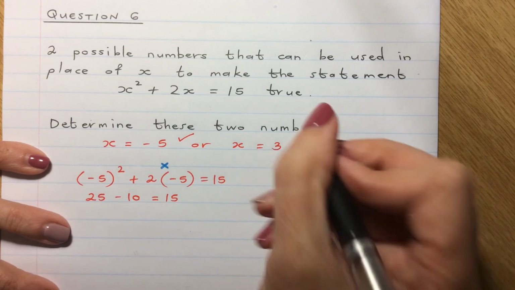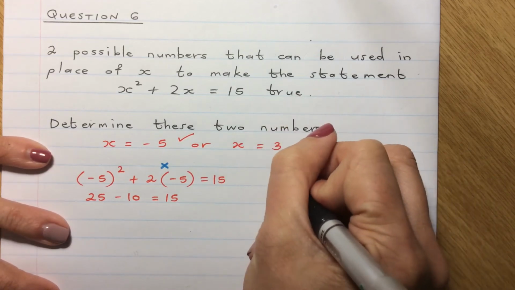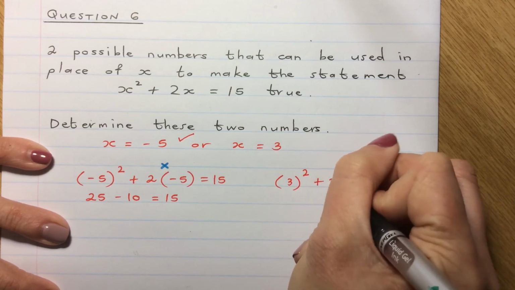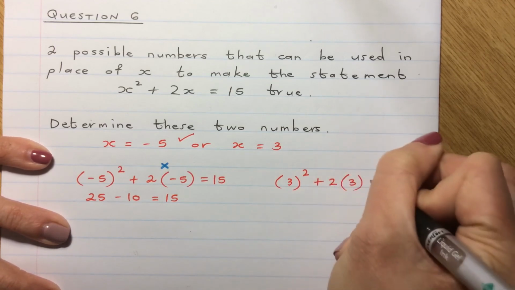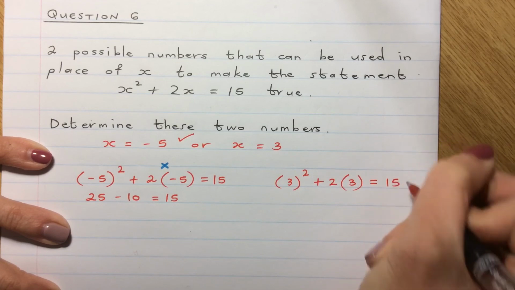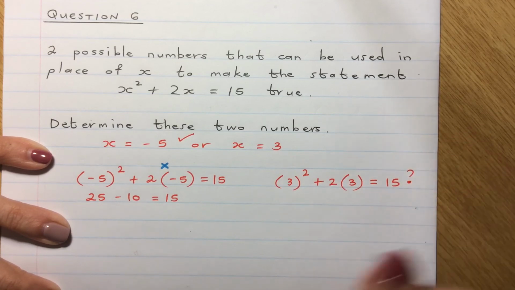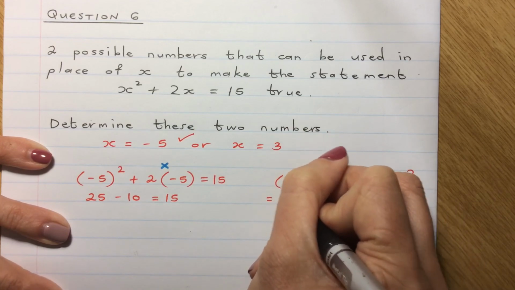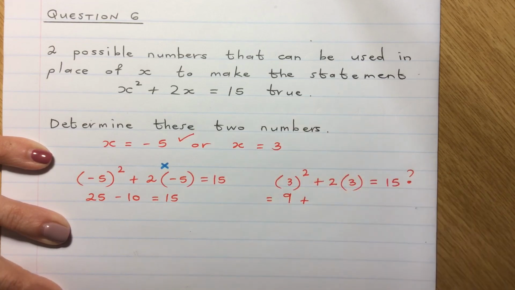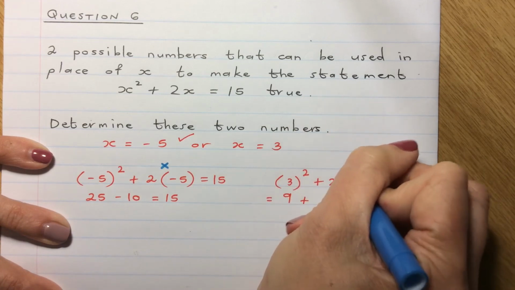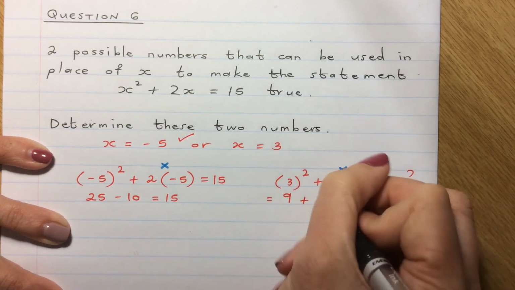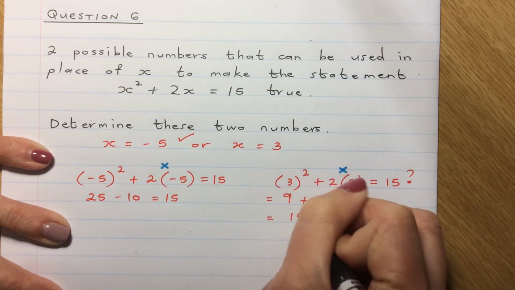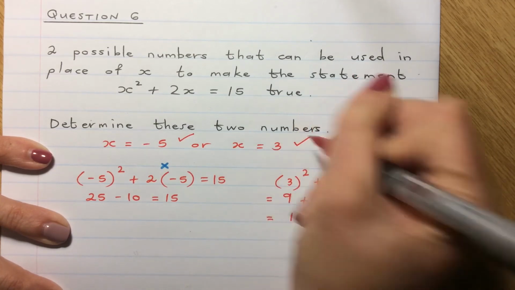All right, then we've got x equals 3. So let's test it. 3 in brackets, we're going to square that. Add 2 multiplied by 3. Let's check. Does it equal 15? Okay. So what is 3 squared? It's 3 times 3, which gives me 9. Then I'm going to say this is 2 multiplied by 3, which gives me 6. Does that give me 15? Yep, it does. So there's my second answer.